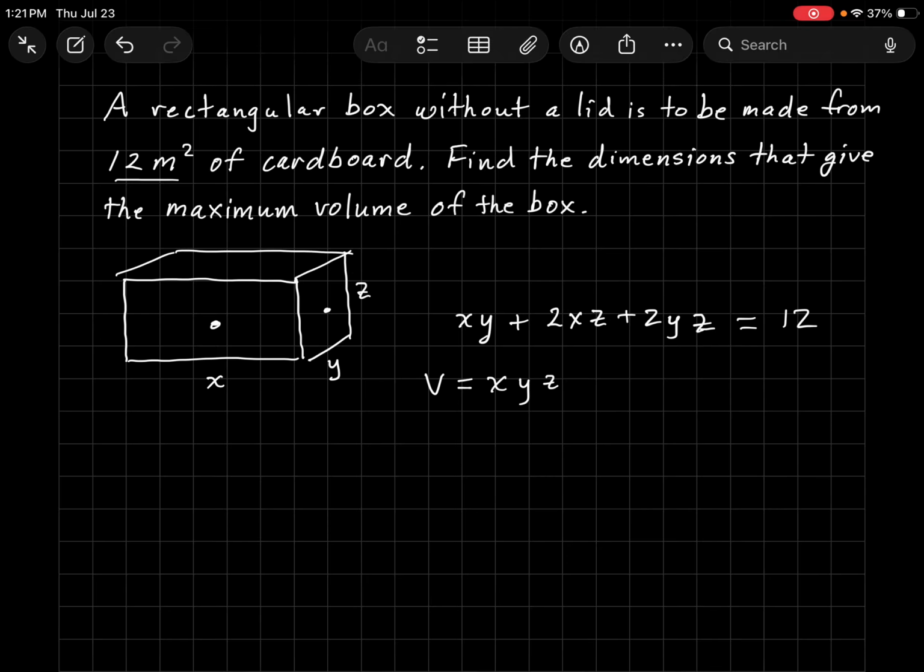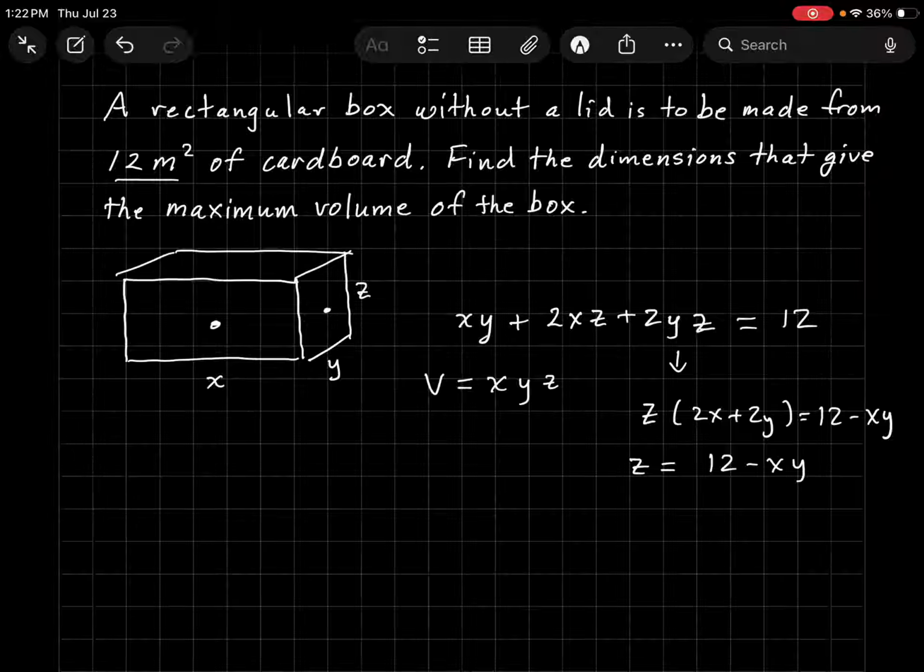And I really have too many variables, just like the first one. I want to see if I can eliminate z, or at least solve for z in terms of the others. So from here, z times 2x plus 2y equals 12 minus xy, which means that z is going to equal 12 minus xy all over 2x plus 2y.